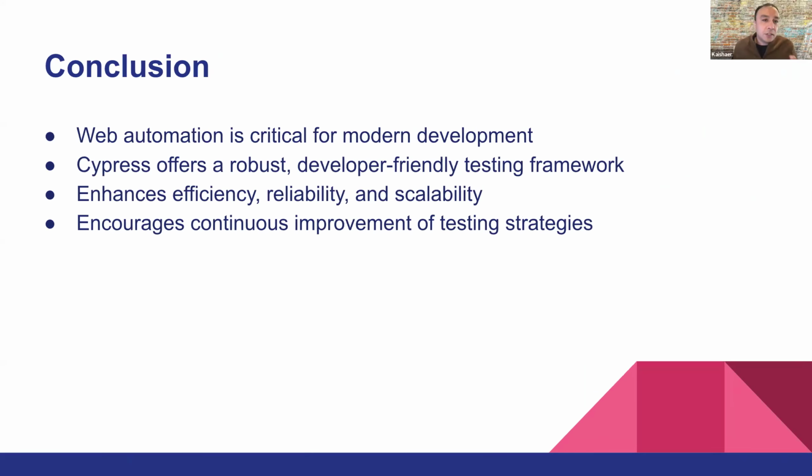And that was just a simple glimpse of what Cypress can do. Obviously, it's way more powerful than that. And in conclusion, we've seen how web automation is a cornerstone of modern software development, enabling more efficient, reliable, and scalable testing processes. Cypress, with its modern design and comprehensive features, provides a powerful framework for end-to-end testing. By incorporating Cypress into your development workflow, you not only improve the quality of your applications, but also accelerate your development cycle. So I highly encourage you to explore Cypress further and integrate its advanced features into your testing strategy.